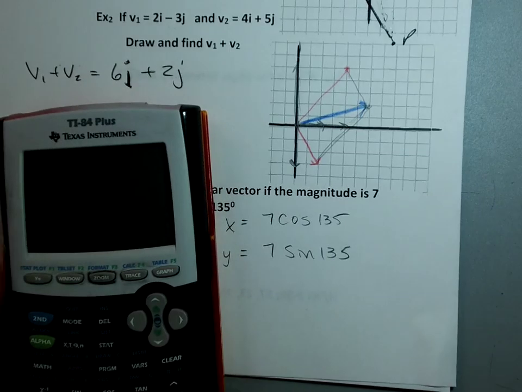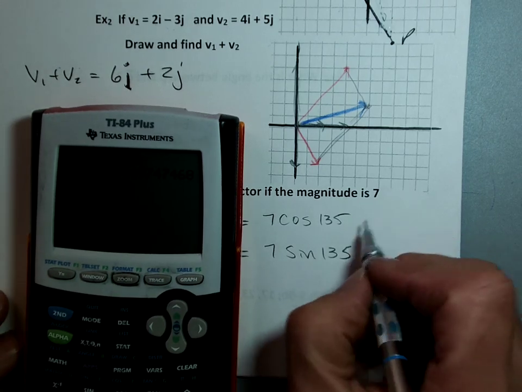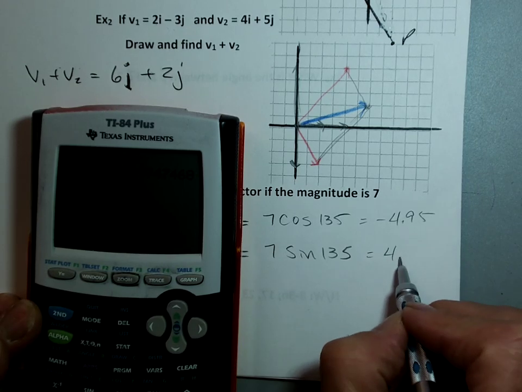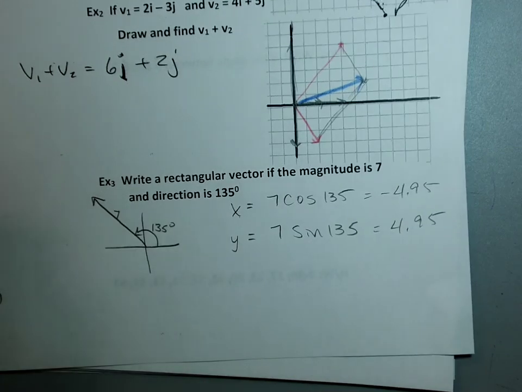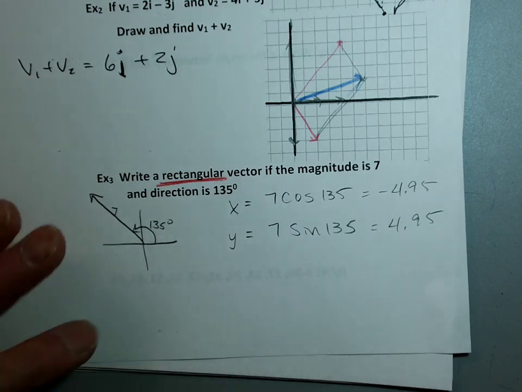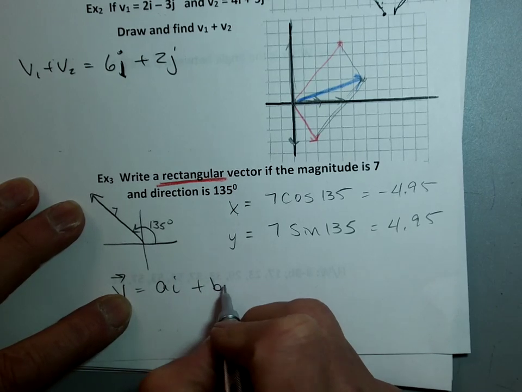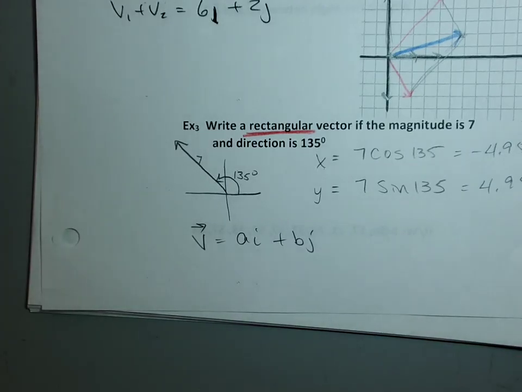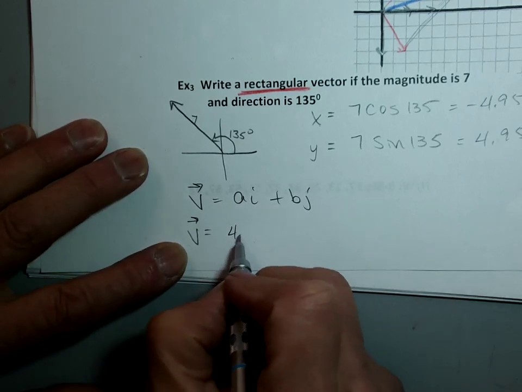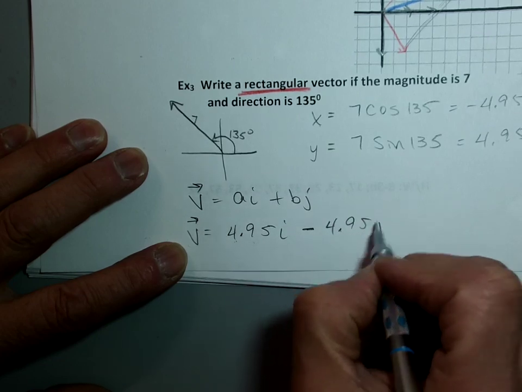We'll see. All right, 7 cosine 135 is negative 4.95. 7 sine is a positive 4.95. So, you ready? Let's look at the question. We need a rectangular vector, so we need V to be some aI plus bJ. So my rectangular vector is V equals 4.95I minus 4.95J. Okay, so think about it.